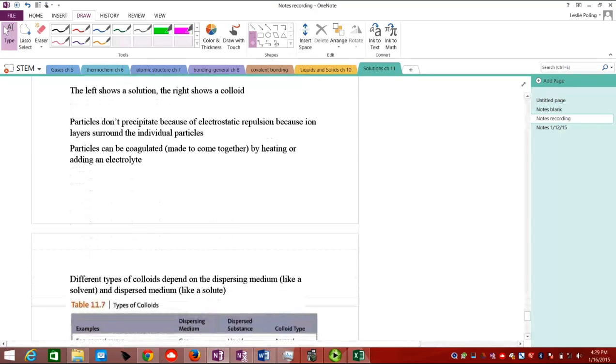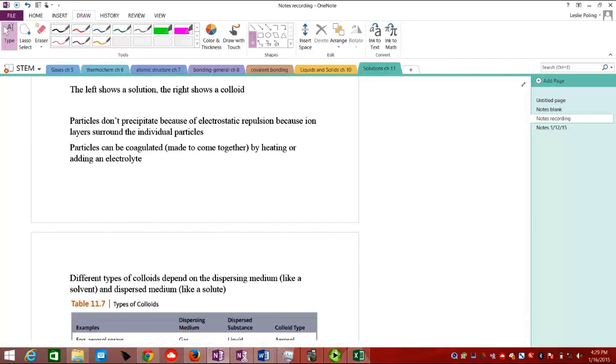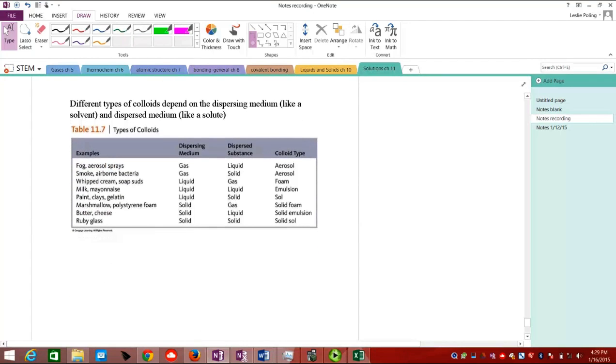Now, even though we have particles, they don't settle or precipitate because there's an electrostatic repulsion amongst the particles. You have to heat it up or add an electrolyte to make the particles coagulate, which means come together and precipitate out of solution. We have all sorts of different types of colloids, and they depend on the dispersing medium, which is essentially the solvent, and the dispersed medium, which is like a solute. So you can see some examples. So, some that you're used to.